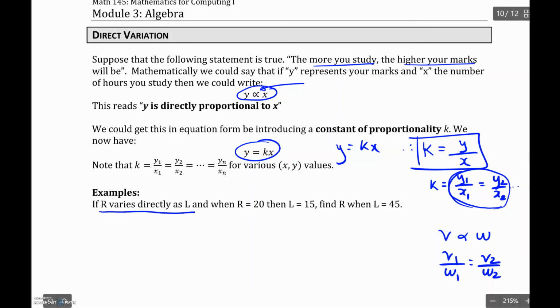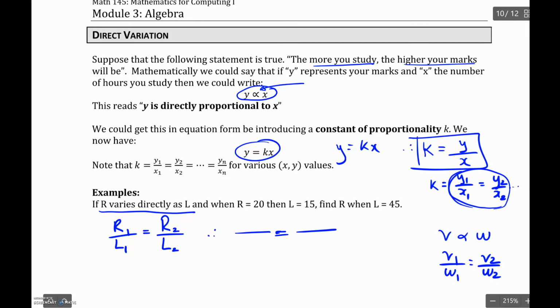R varies directly as L. So what does that mean? We could write R1 over L1, that means our first set of R and L, would be equal to our second set of R divided by our second set of L. So R1 over L1 is R2 over L2. Okay, so now we have a proportion. So let's see how we could solve.